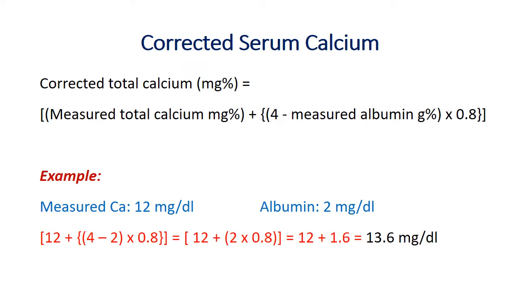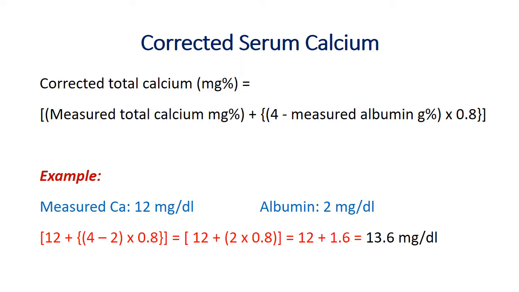So for every 1 gram per deciliter increase in albumin, as we discussed earlier, the calcium increases by 0.8 milligrams per deciliter. So here it is 4 minus 2, which gives us 2, multiplied by 0.8, which gives us 1.6. You add 1.6 to 12 and you get the value of corrected total calcium as 13.6. However, this formula has certain fallacies. It can at times lead to falsely high or falsely low results.